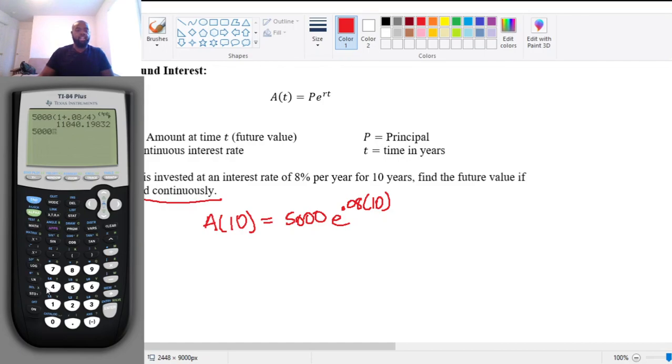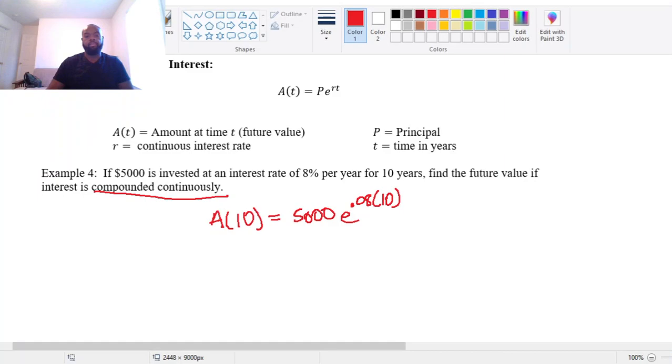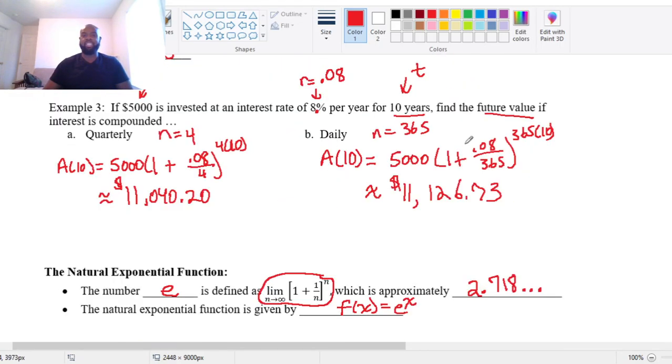E is to the left of 4. If you do second ln, we're going to do e. If your calculator doesn't put this exponent here, make sure you open with a parenthesis. I'm just going to open up anyway. And I get 0.08 times 10. And I should get a little bit more money compared to that last example. And it's $11,127.70. And so I'll write this here. So that's approximately $11,127.70, which is slightly above the $11,126.73 that we did when we compounded daily.